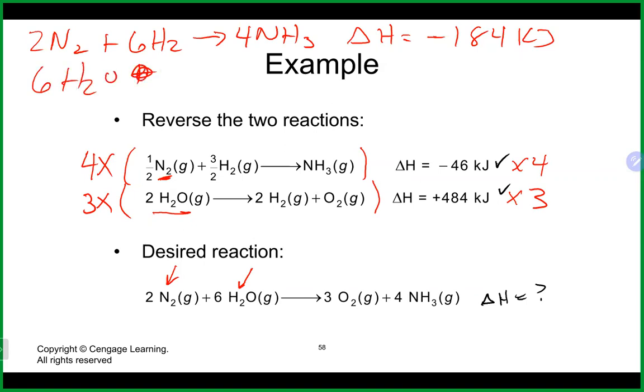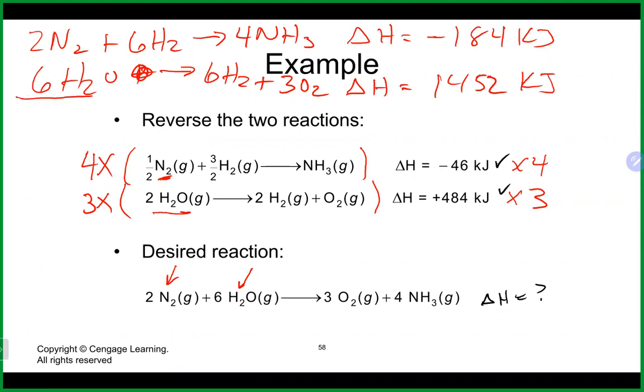When I do that, that gives me 6 of the water, no plus, just an arrow, 6 of the H2 plus 3 of the O2. My delta H value here will now be 3 times 484. So 484 times 3 gives me 1452, it looks like, kilojoules. Any questions on that so far?